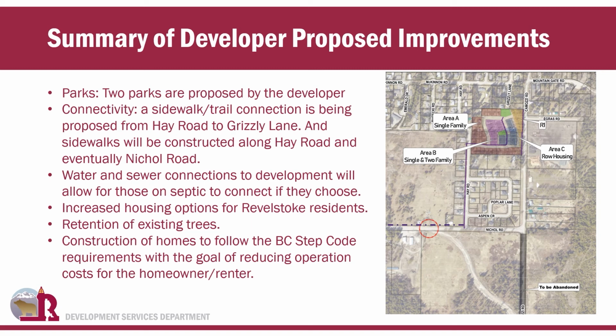The previous slides described a number of proposed elements for the development. They include parks, connectivity through the proposed development, and to and from the development with sidewalks, water and sewer infrastructure improvements at the cost of the developer, an increase in housing and housing options, including long-term rentals for Revelstoke residents. Existing trees are to be retained on the site where possible, and the applicant has proposed that homes constructed follow the BC Step Code requirements to reduce energy use and operation costs for the homeowner or the renter.